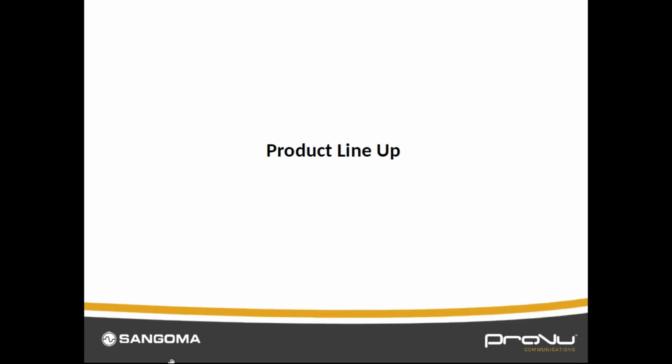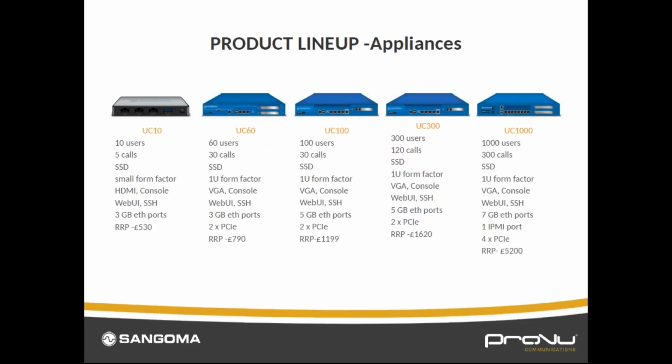Right, so just to give you a brief idea about the product lines or the different models available from Sangoma. At the moment there are 5 different models, and you can all see those models in front of you. So it starts off with UC10, which is an entry level pure IP PBX, so it allows you to have 10 users or 10 extensions, 5 concurrent calls. It does have obviously 3 gigabit Ethernet ports, an HDMI port. It's quite a small sector. It's a desktop sort of unit.